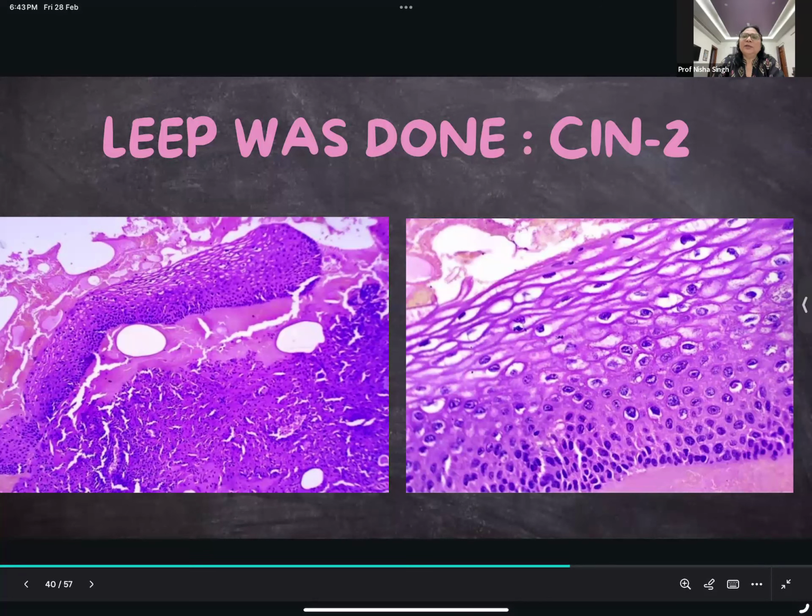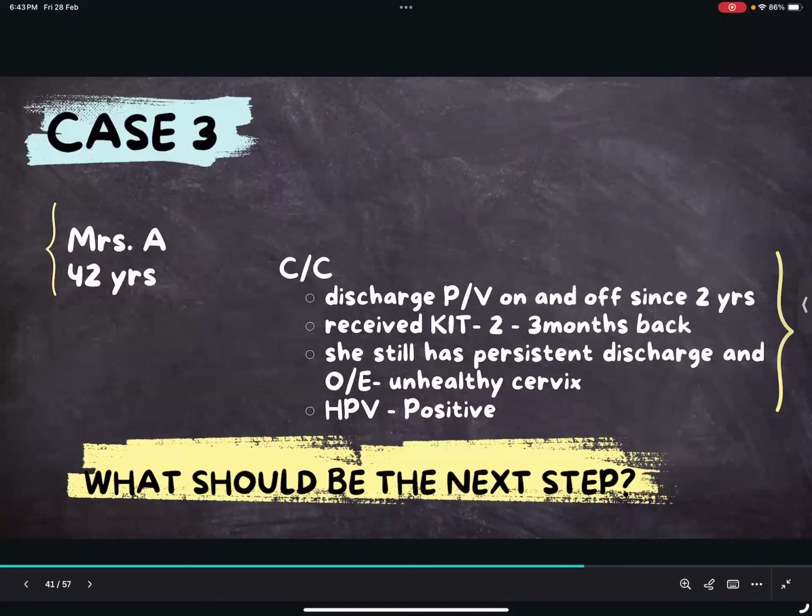Okay, let's move ahead to the third case. I think we have that much time. Yes, ma'am. Moving on to case 3, Mrs. A, 42 years. She came to us with discharge per vaginum on and off for the last 2 years, and she received kit 2 almost 2 to 3 months back, but she still has persistent discharge. On examination, we found that the cervix was unhealthy. So we did an HPV test, which came out positive. What should be the next step in this case? Colposcopy.